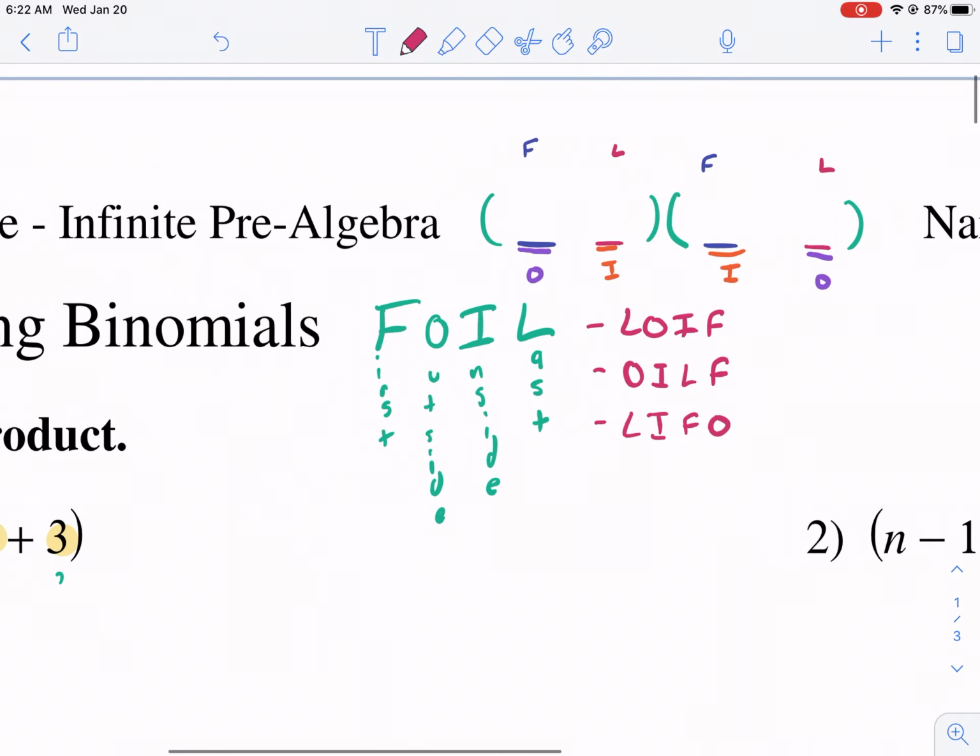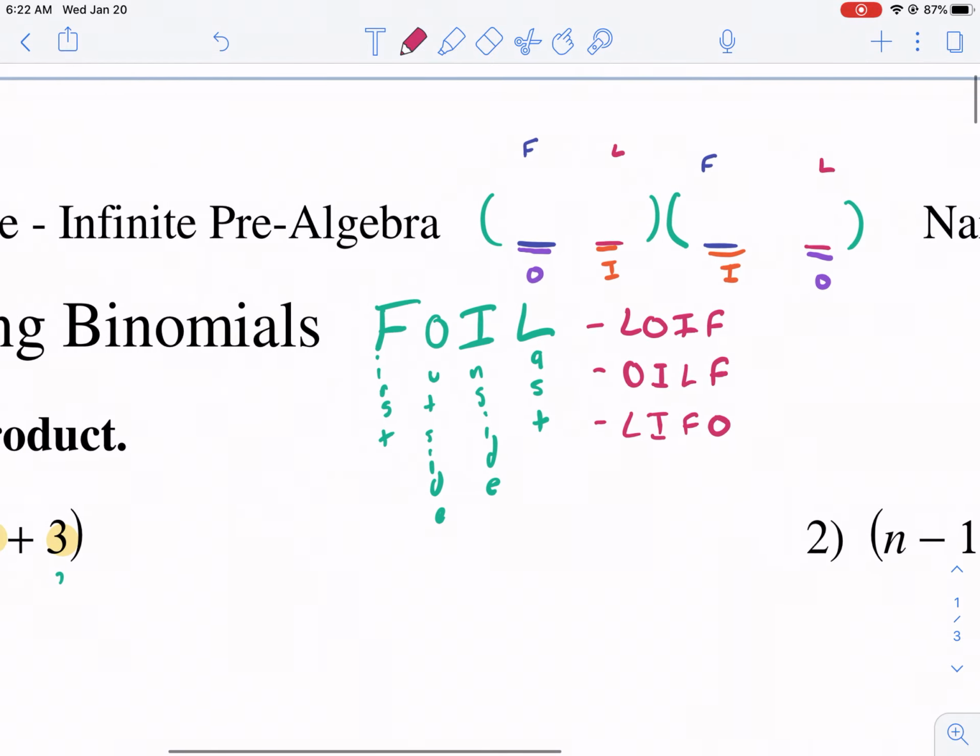Now, if you want to use FOIL, and I'm going to show you FOIL in this first example, that's fine. I'm not going to dissuade you from using FOIL. I just prefer something else, and I'll show that after I'm done with this FOIL. So I'm going to show this first example, and I'm going to show two different ways.